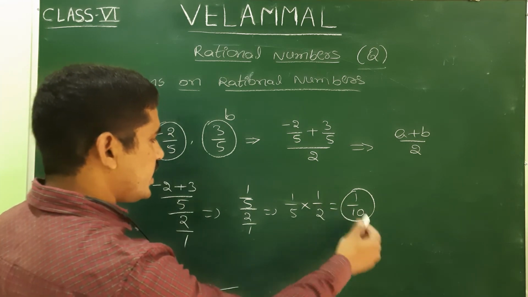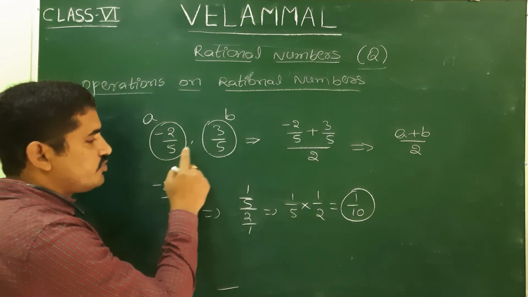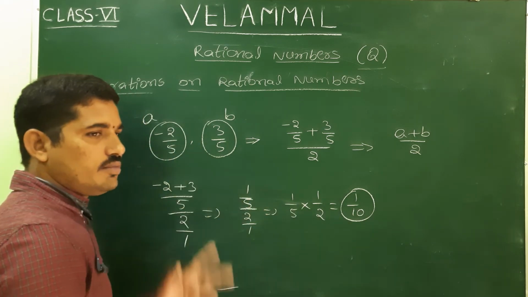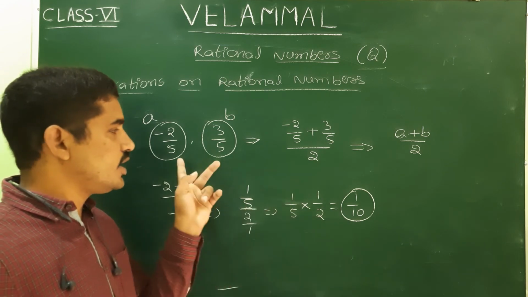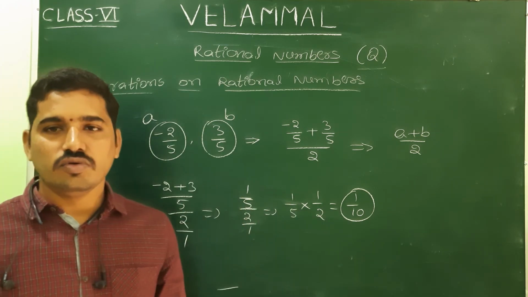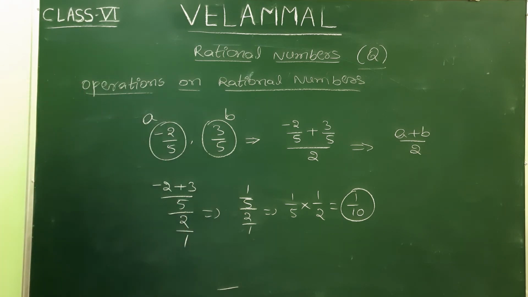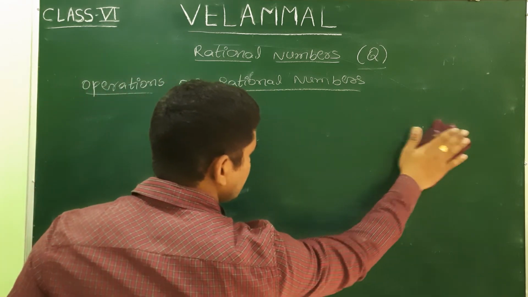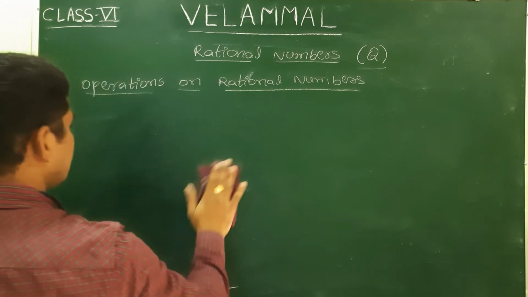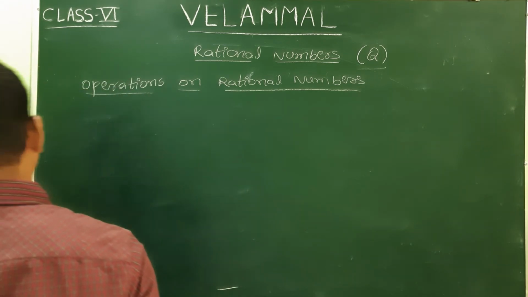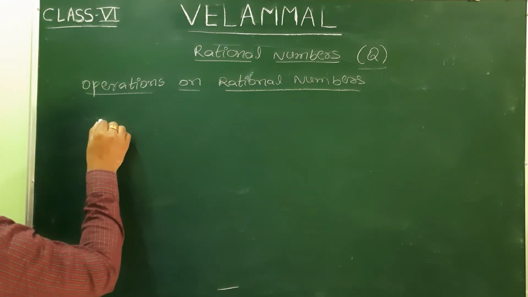Like this, again if we take minus 2 by 5 and 1 by 10, then one more rational number we can add in between these two numbers. Like that we can insert an infinite number of rational numbers between two rational numbers. The same way, next, already we discussed that a fraction can be converted into a decimal. The same way, a rational number can also be converted into a decimal.